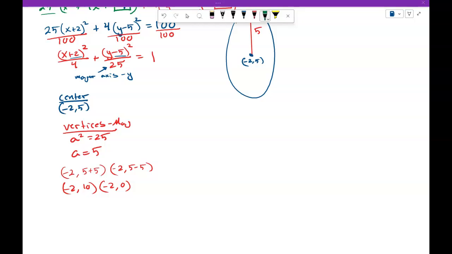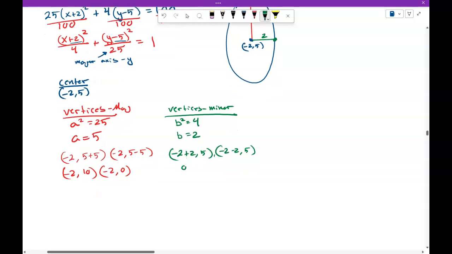Minor axis vertices, we're going to go ahead and take the b value. So since 25 was our a squared, that means that b squared is 4. And so we're going to say that b is 2, which means our minor axis vertices will be 2 units to the left and 2 units to the right of our center. That changes the x value. So we're going to add 2 to the x value and subtract 2 from the x value. So our vertices on the minor axis will be 0, 5, that's 2 units to the right, and negative 4, 5, that's 2 units to the left.